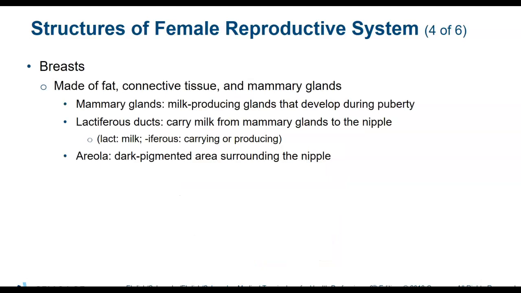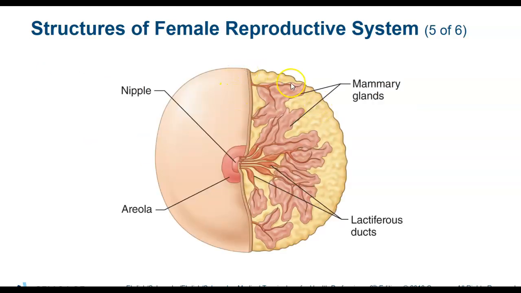Breasts are made of fat and connective tissue and mammary glands. Sometimes breasts will be categorized in the endocrine or exocrine systems as well. The mammary glands are milk producing glands that develop during puberty. The lactiferous glands carry the milk from the mammary glands to the nipple. And the areola is a dark pigmented area surrounding the nipple. So you can see here are the mammary glands. You see the lactiferous ducts that are taking that milk out to the nipple so we can feed that baby.